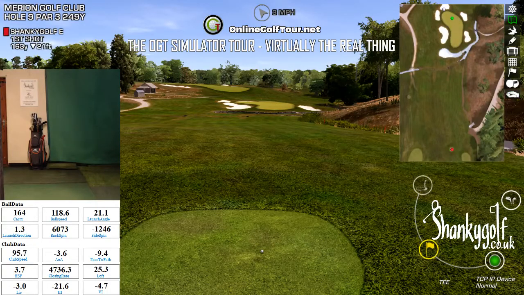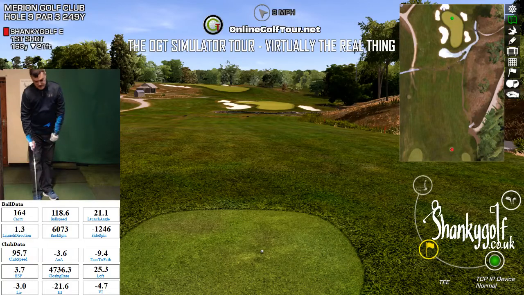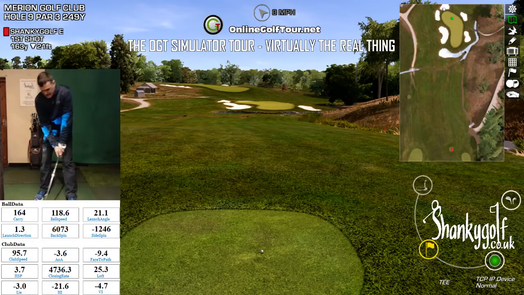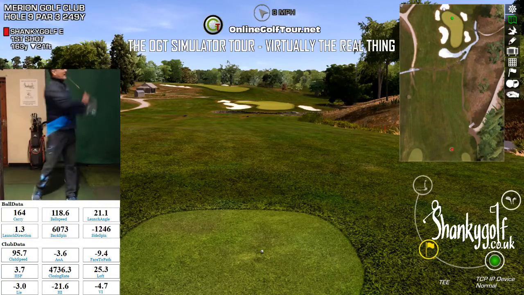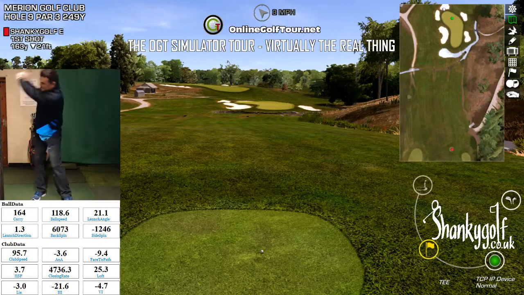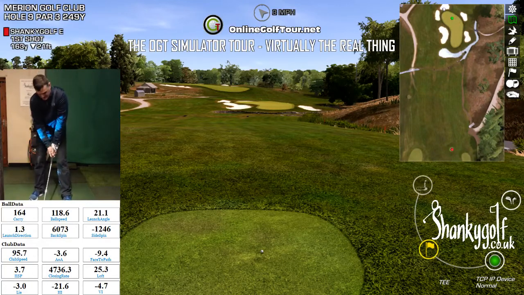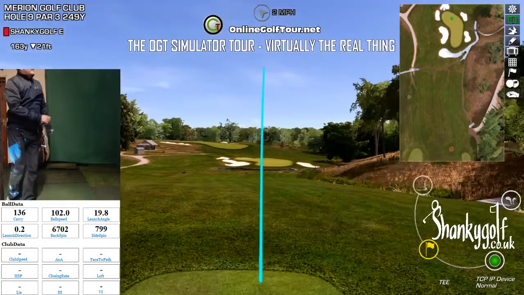Mix it up a bit. Don't be afraid to mix it up a bit. What else could you do? You could aim up the right and then try and hit a fade. Practice the old over the top swing. Aim up the right. Try and hit a fade.